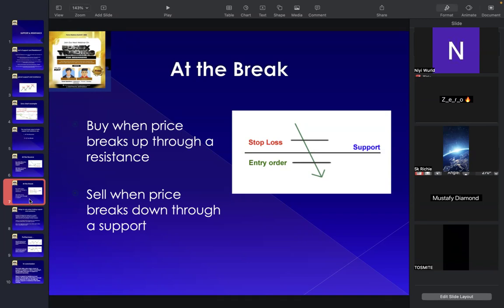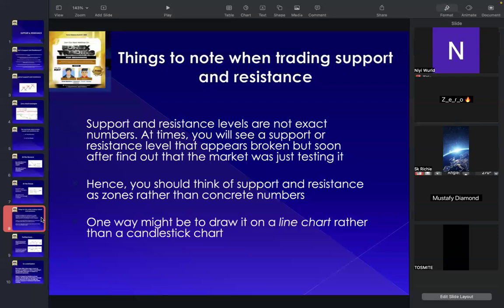So, things to note when trading support and resistance. Support and resistance levels are not exact numbers. At times you see a support or resistance level that appears broken, but soon after you find out that the market was just testing it. Hence, you should think of support and resistance as zones rather than concrete numbers.